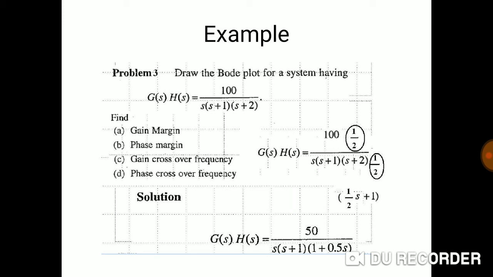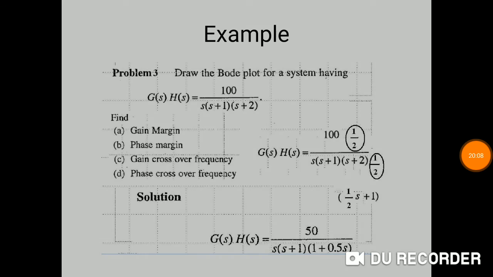Then another example, a very simple example. Draw the Bode plot for a system having G(s) H(s) equal to 100 divided by s into (s plus 1) and (s plus 2). Maximum times 99%, this type of example will be there in the exam. Find out gain margin, phase margin, gain crossover frequency, phase crossover frequency.